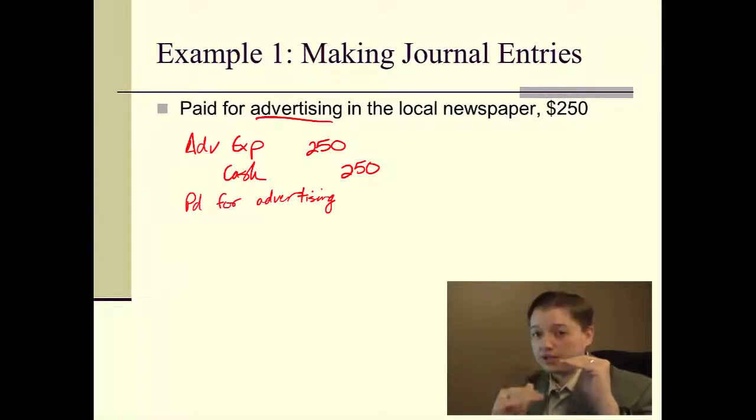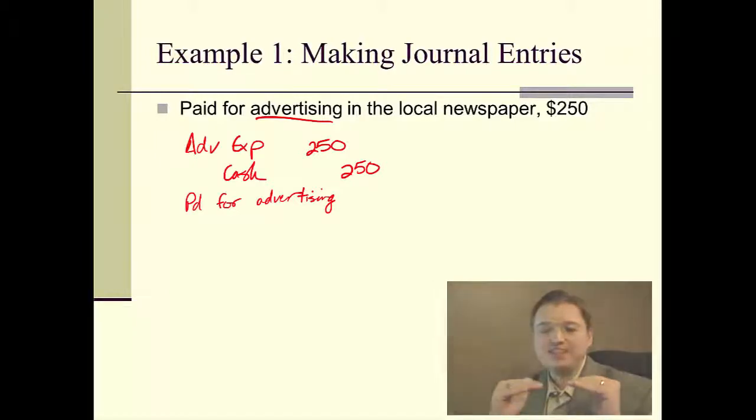So let's see, cash goes down, I paid $250. Okay. Let's see, advertising expense gets debited. We debit an expense. The higher an expense goes, the less equity we have because the owners get less, so we drop. And that's the way we stay in balance. Assets go down, equity goes down, and we stay in balance.